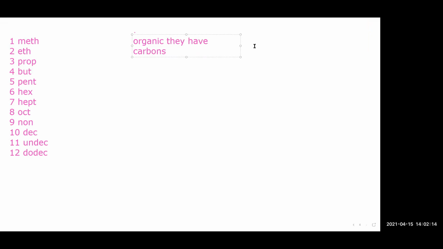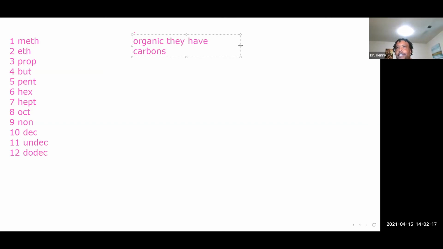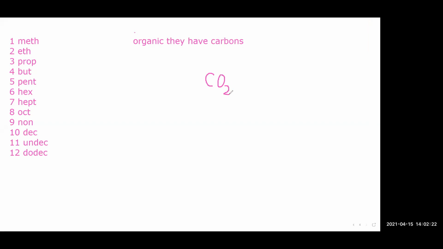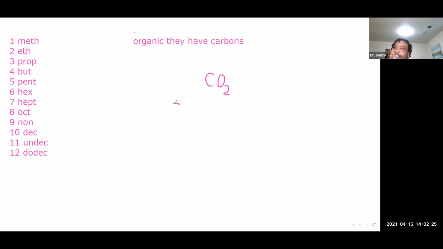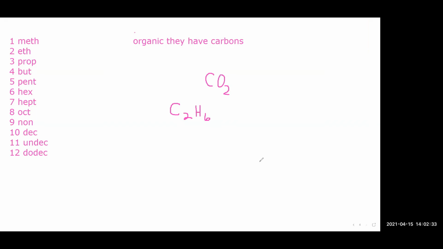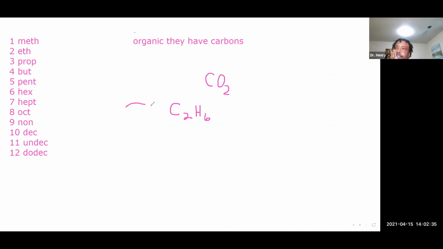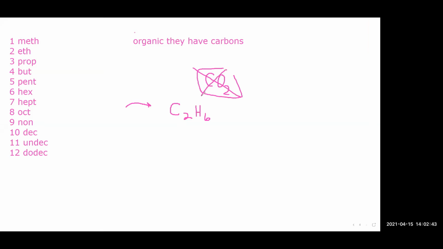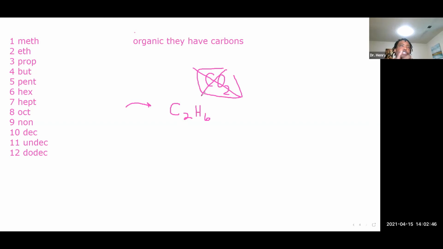Okay, let's see. Is this organic? No. Is this organic? No. Yes. Yes. Okay, so this is organic, but this one is not organic. Does it have oxygen? No, it's inorganic because it's considered to be, quote, inorganic. It's called an inorganic carbon.